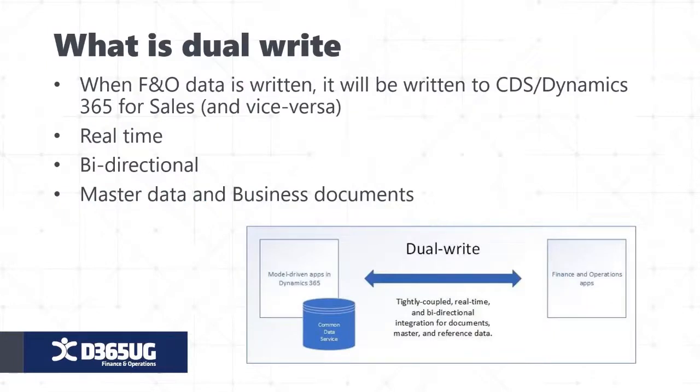Now, moving to what is dual write. Again, when FO data is written, it will be written to CDS as well. And the same goes for Dynamics 365 for Sales and vice versa. This is a real-time integration. This is bi-directional. This can be one direction, which I'll show you in a bit as part of the demonstration. It's available for master data, business documents, and reference data, as you can see in this picture.